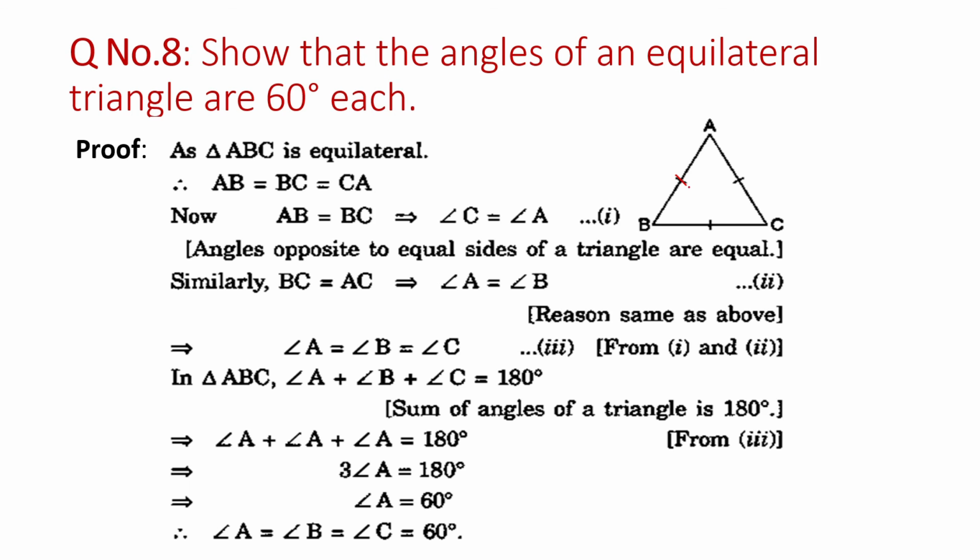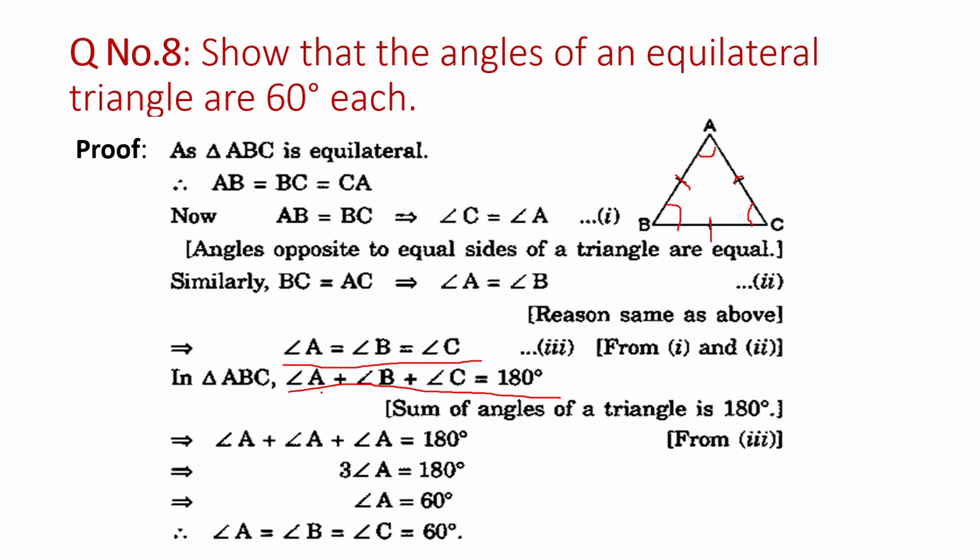If AB is equal to BC, then angle A is equal to angle C. Right? If BC is equal to AC, angle A is equal to angle B. So therefore angle A is equal to angle B is equal to angle C. Now angle sum property is what? Angle A plus angle B plus angle C is 180 degrees, but all these three are equal. We can replace angle B as angle A and angle C as angle A.